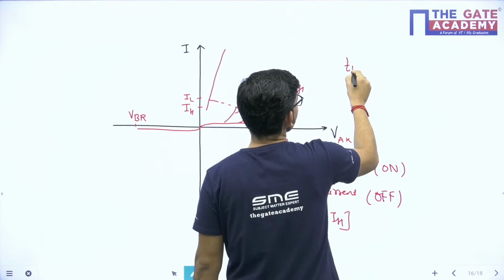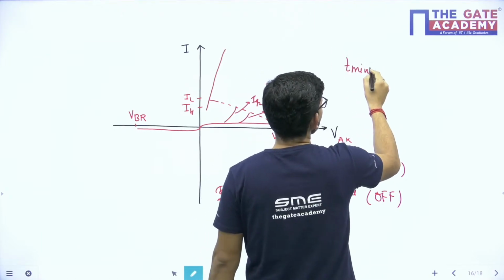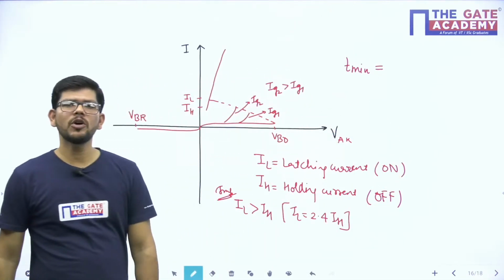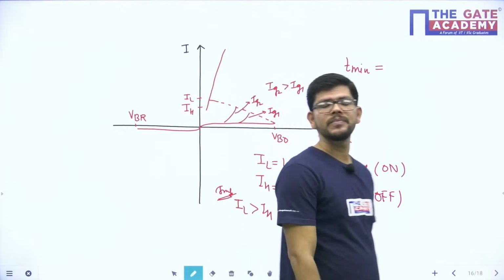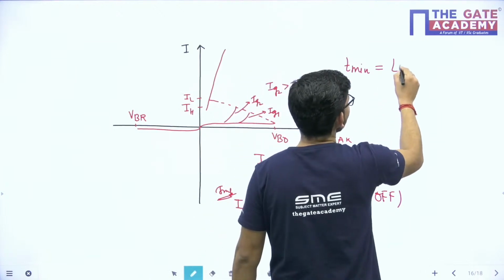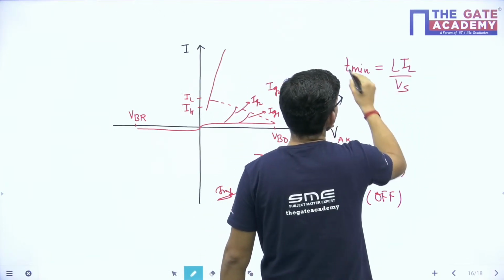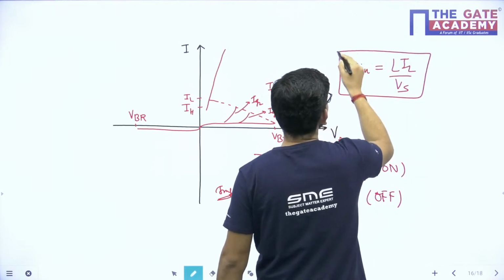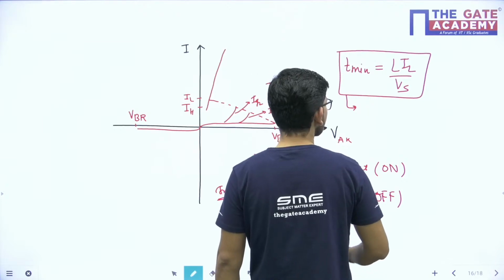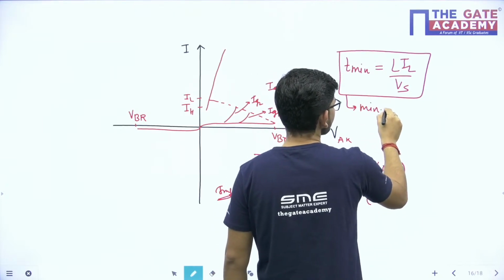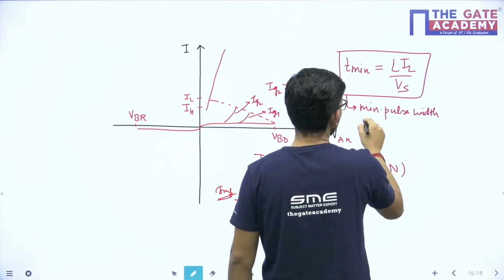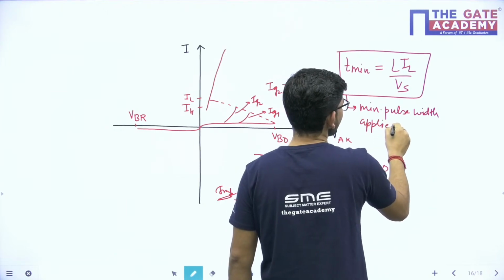So what is the minimum pulse width of the gate that is to be given? The minimum gate pulse width is given by a formula. What is the formula for minimum gate pulse width? Can you tell me? This is equal to L·IL upon Vs. So this is the minimum gate pulse width. You have to give this amount of gate pulse width to the gate terminal. This is the minimum pulse width applied at the gate.